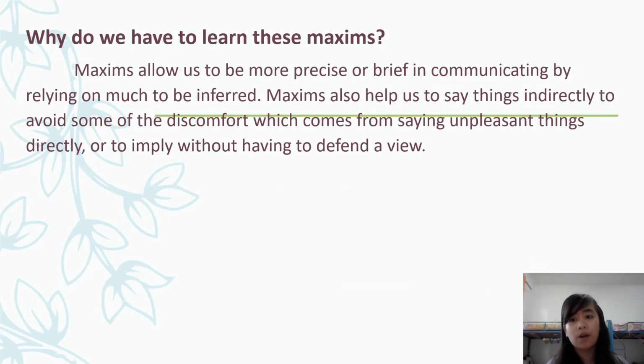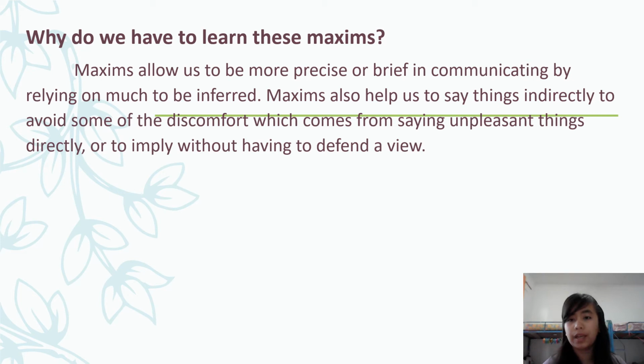And now I want to explain more about why we have to learn the maxim. Maxims allow us to be more precise or brief in communicating, by relying on much being inferred. Maxims also help us to say things indirectly, to avoid some of the discomfort which comes from saying unpleasant things directly, or to imply without having to defend ourselves.